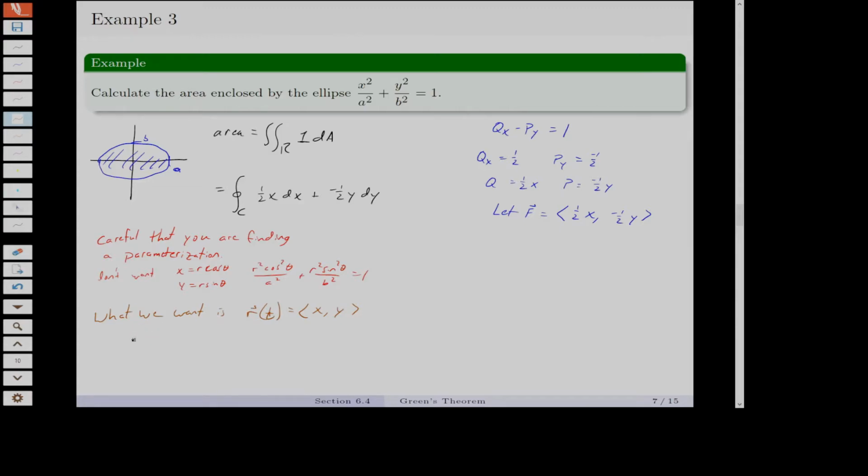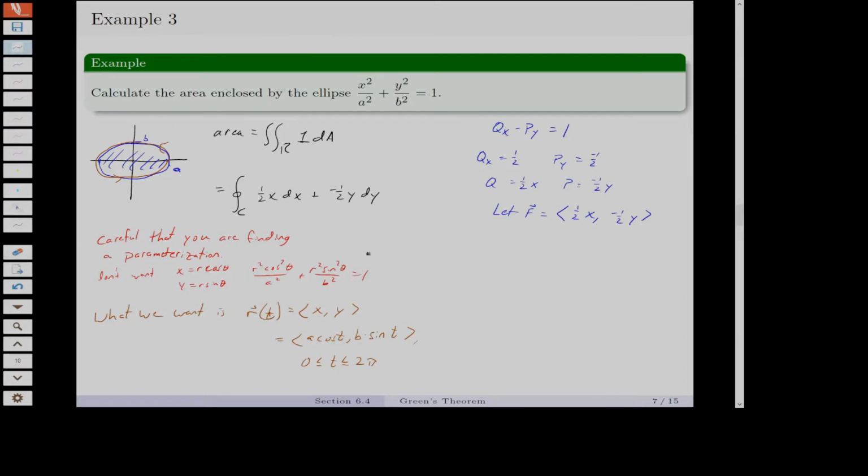So what I can do is I could say, okay, maybe make x, it's kind of like a circle, so we'll use cosine theta and sine theta, but I want to scale them out, so the x's need to go out to a, so multiply by a. So I have a cosine of t, and the y's have to go as high as b, so I want b times sine of t, so that where t goes from 0 to 2 pi will give me a parameterization of the outside of the ellipse, going counterclockwise, just like we wanted.